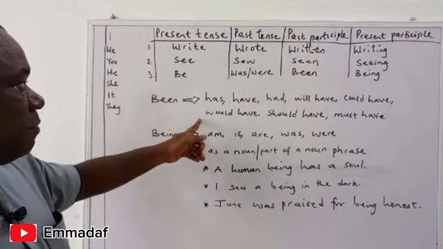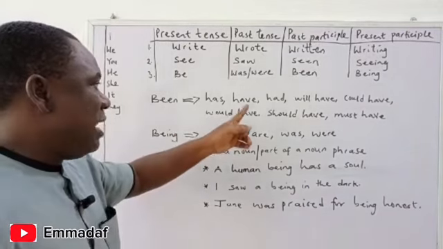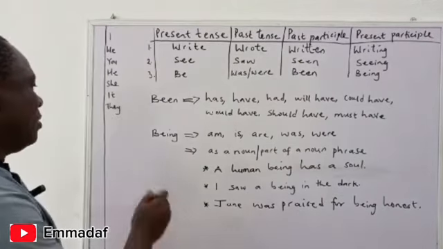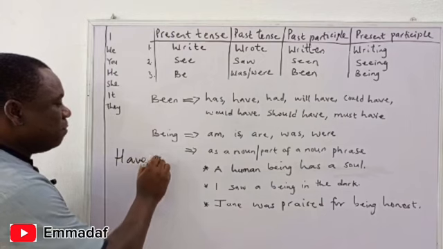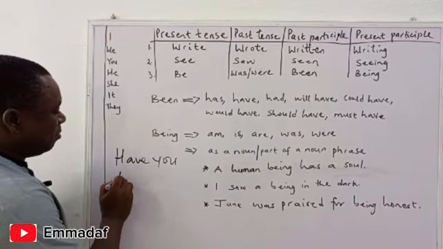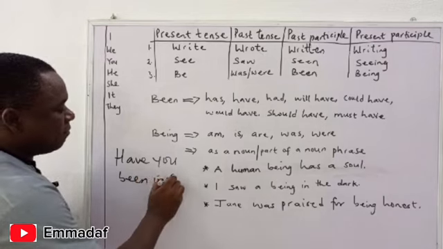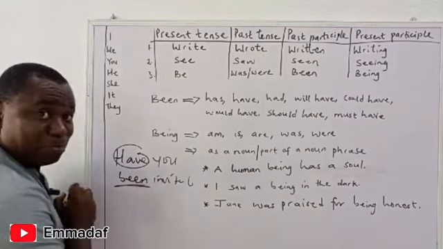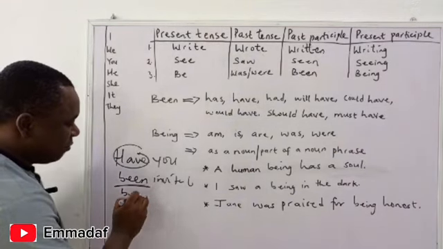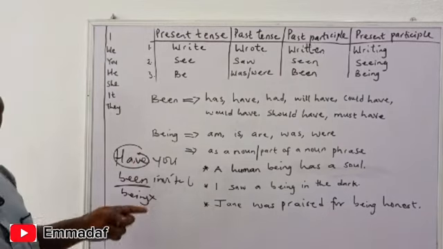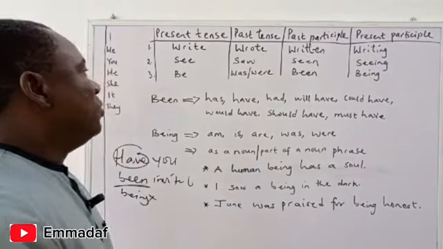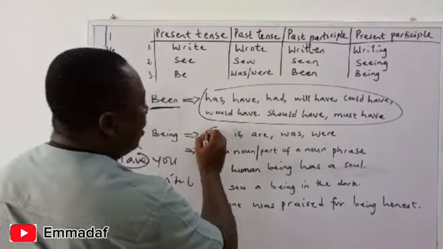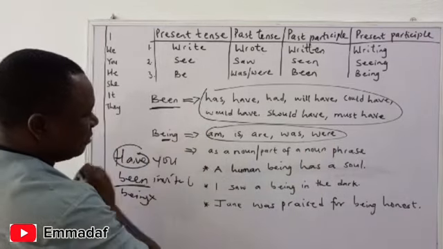Now let me go back to this. Sometimes any of these auxiliaries may begin the sentence. Have you been invited? This is have. In as much as you have this auxiliary here, this is the form to use, not this, even if the auxiliary begins the sentence. So all of these auxiliary verbs go with this.